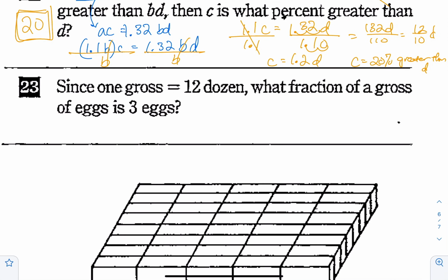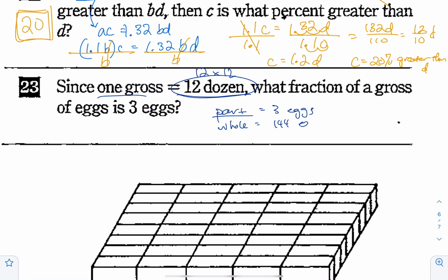Next, for number 32, since 1 gross is equal to 12 dozen, what fraction of gross of eggs is 3 eggs? So 1 gross is 12 dozens, which remember is 12 times 12, because a dozen is 12. So here the part is 3 eggs, and the whole is equal to 1 gross, or 12 times 12, or 144 eggs. So this is 3 over 144. If you divide by 3, you get 1 over 48. The fraction is 1 over 48.